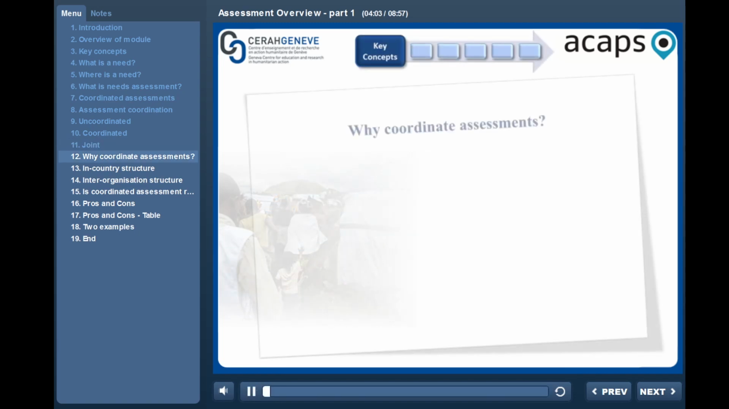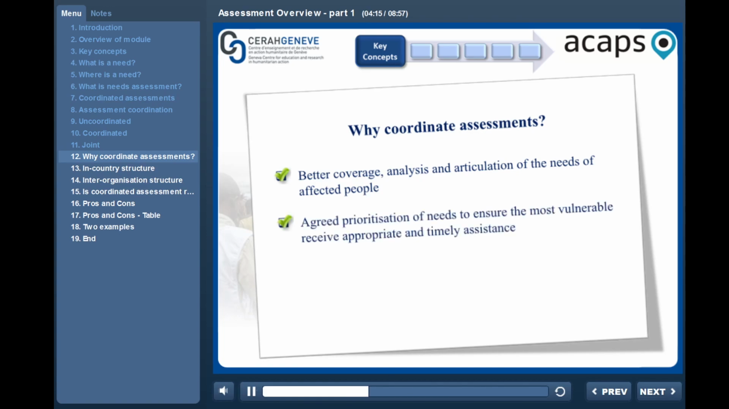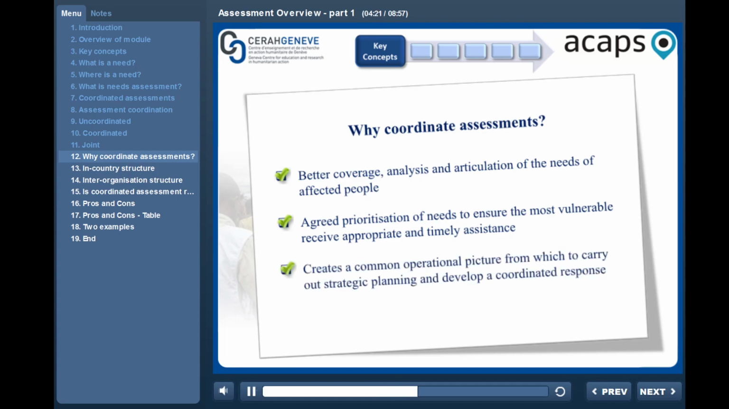So why should we coordinate assessments? Coordinated assessments lead to better coverage, better analysis, better articulation of the needs of people affected by emergencies. We will agree on prioritization of needs to ensure that the most vulnerable receive appropriate and timely assistance. It creates a common operational picture from which to carry out strategic planning and develop a coordinated response.